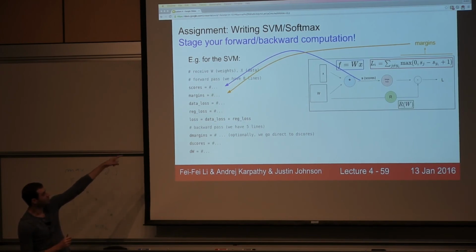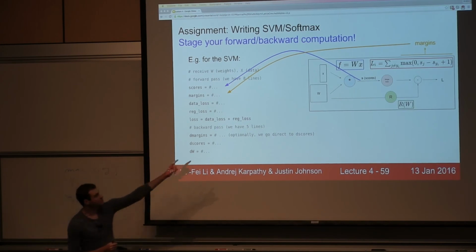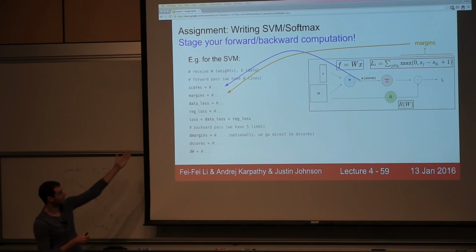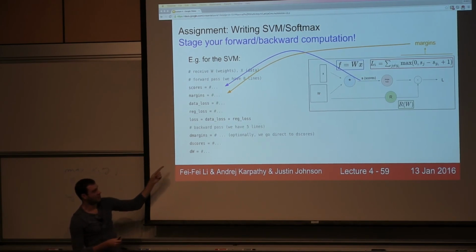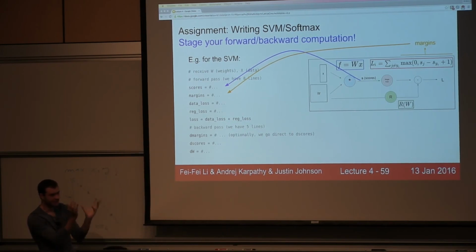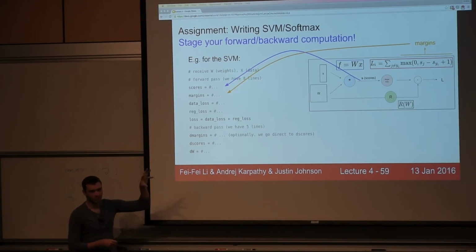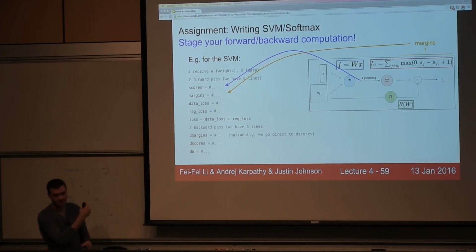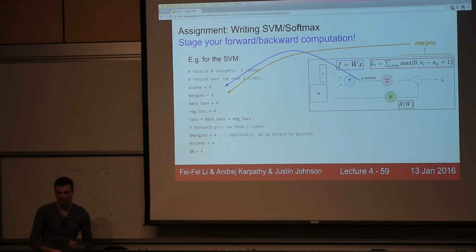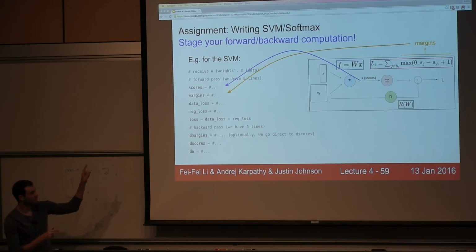And so compute your scores based on W and X. Compute these margins, which are max of 0 and the score differences. Compute the loss, and then do backprop. In particular, I would really advise you to have these intermediate scores that you create. It's a matrix. And then compute the gradient on scores before you compute the gradient on your weights. So use the chain rule here. Otherwise, you might be tempted to try to just derive the gradient on W equals, and then implement that, and that's an unhealthy way of approaching the problem. So stage your computation and do backprop through these scores, and that will help you out.